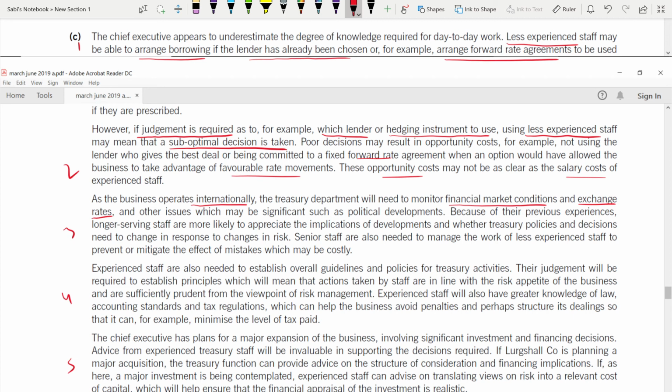Who does this? Whose job is it? Treasury department. They look at the exchange rate. They go and monitor the financial market conditions when a business operates internationally, and other issues which may be significant, such as political developments. Because of their previous experiences, you see how they are linking with experience. Longer serving staff are more likely to appreciate the implications of developments and whether treasury policies and decisions need to change in response to changes in risk.